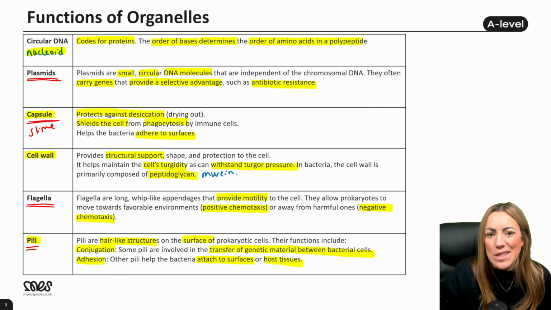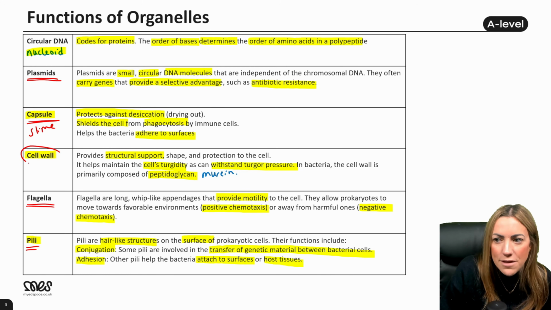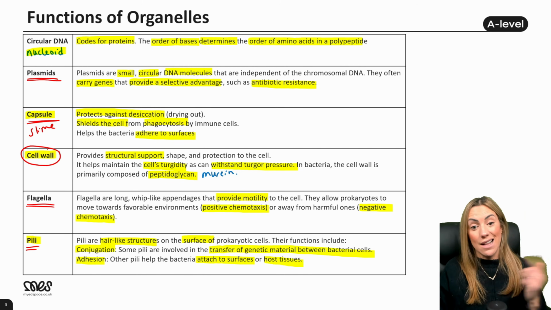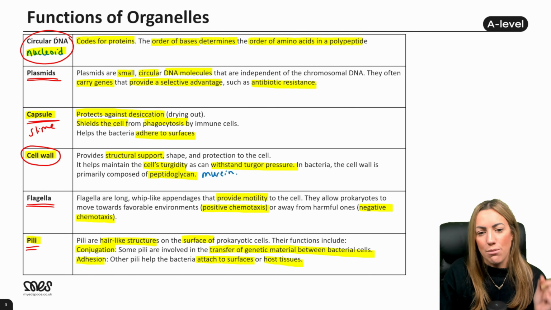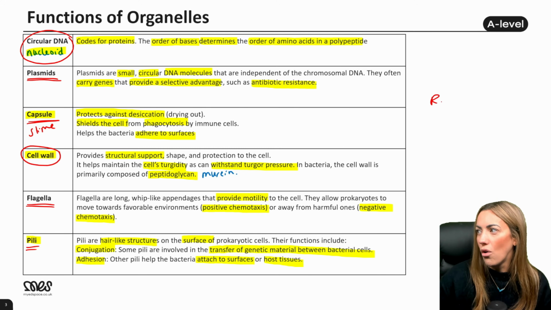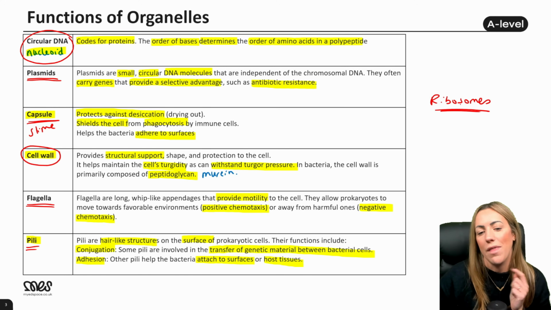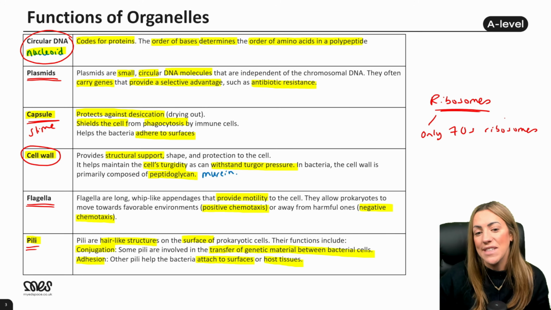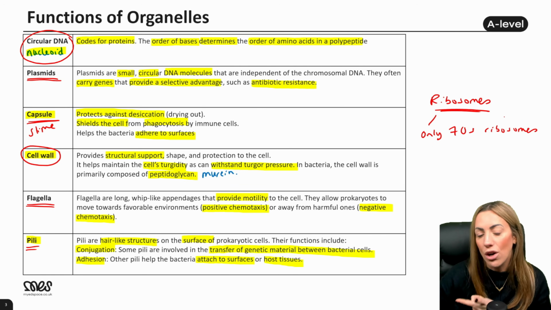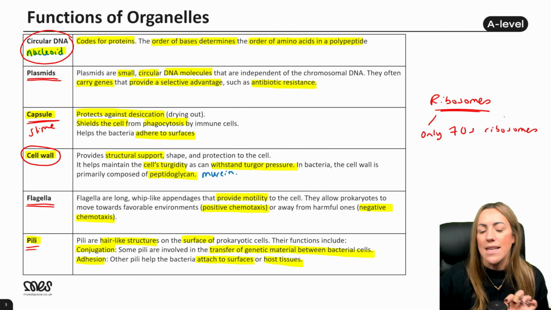So if we are focusing on differences, we should be focusing on differences in the cell wall of, say, a prokaryotic cell and a eukaryotic plant cell, differences in the circular DNA or the nucleoid in a prokaryotic versus a eukaryotic, or differences in the ribosomes, which I haven't put on my list because I'm confident we know they are for protein synthesis. But remember, in a prokaryotic cell, there is only 70S ribosomes. Whereas in a eukaryotic cell, you can have 70S ribosomes in the chloroplast or in the mitochondria, but you also have 80S in the cytoplasm and on the rough endoplasmic reticulum.